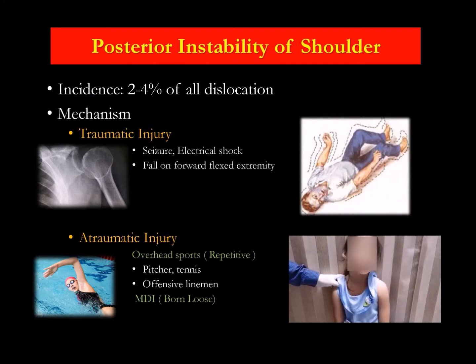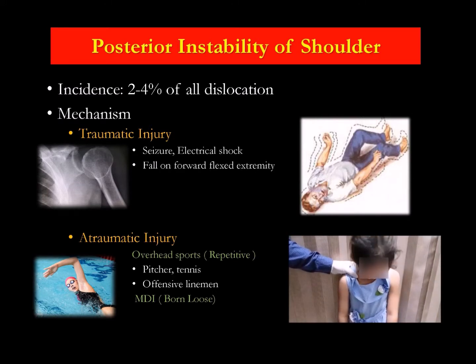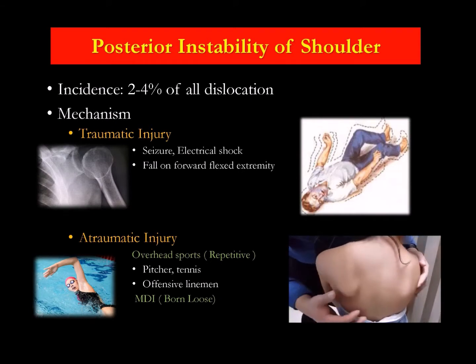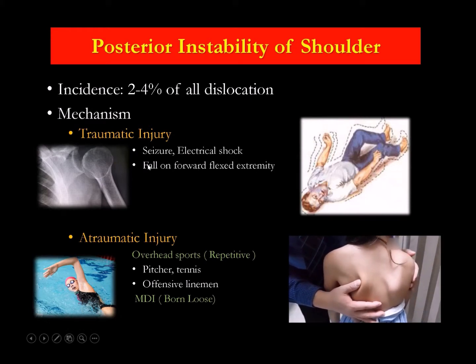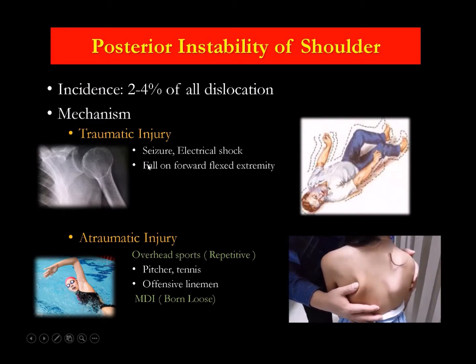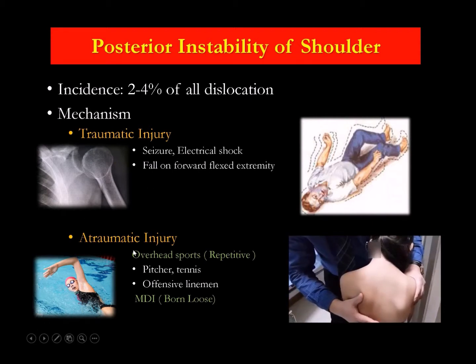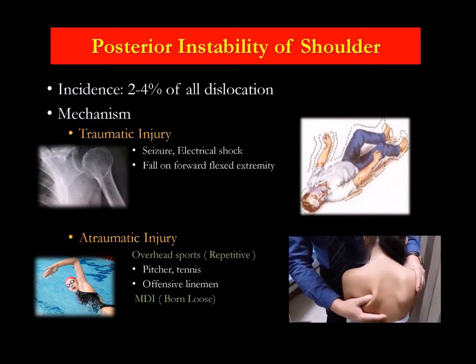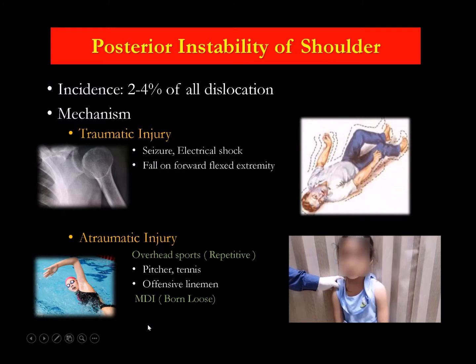Posterior instability is about 2 to 4% of all instabilities. That's classified into two groups: the traumatic and atraumatic. Atraumatic is like seizure or electric shock. Sometimes we miss that, and sometimes they just have a labral tear. And in atraumatic we classify into two groups. The patient has repetitive injury, like sports, or the patient with MDI, the bone loose.